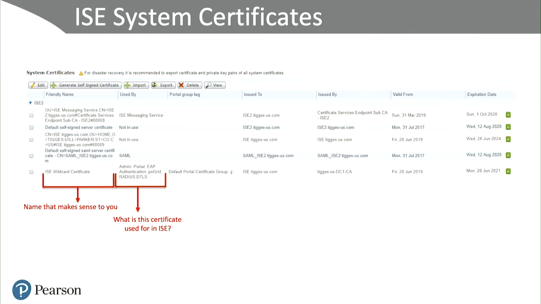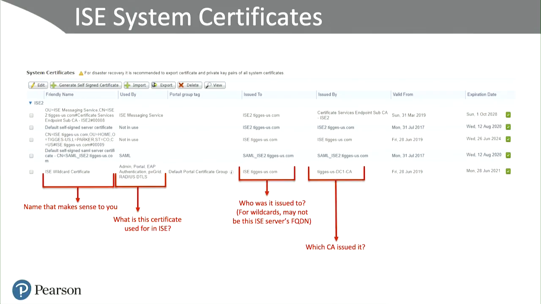So remember I said certificates can be used individually for specific functions, whether it's the admin portal, whether it's pxGrid, whether it's authentication. This just gives us a very quick way to understand what function that certificate is. Who it was issued to. It was issued to our ISE server. Who issued the certificate, and the valid dates. These are key ones to keep note of in this specific example.